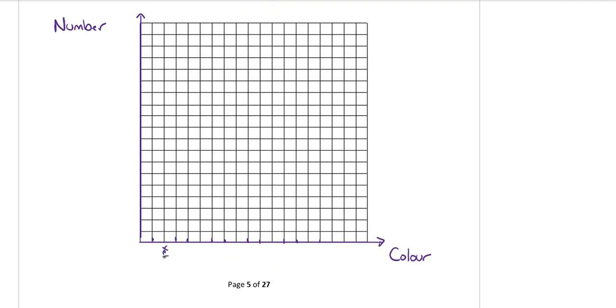The first one's going to be yellow, if you've done the same order as me, orange, red, green, and purple. On the vertical axis, the number of Skittles.